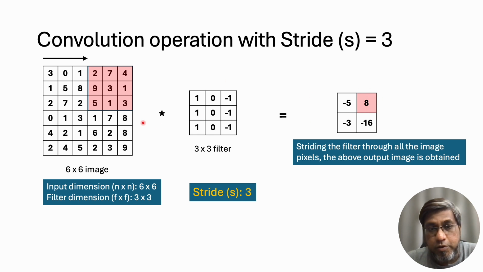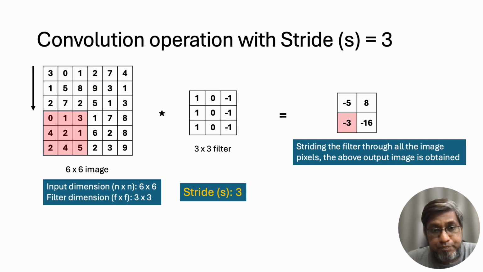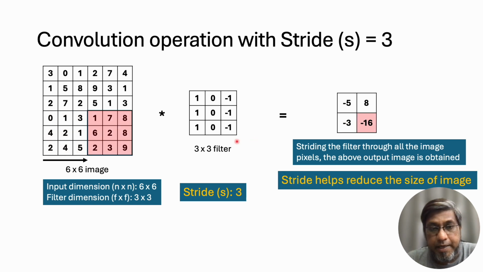Of course, there is no further shift possible for this window to the right. So we have to bring it back to the left and move down by the stride value. After bringing this window to the left and moving down, the window is now at the bottom left corner of the input image. Again, we multiply these window elements with the filter elements element by element and add those products, and we get a value of -3. And we shift the window to the right by 3 pixels because the stride value is 3, and that gives us the output pixel, which is -16 in this particular case.